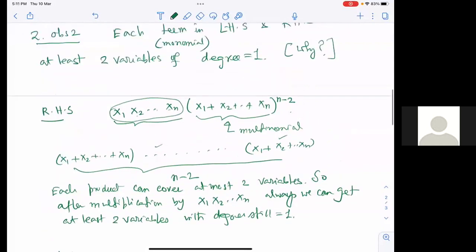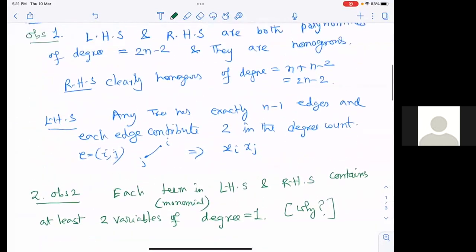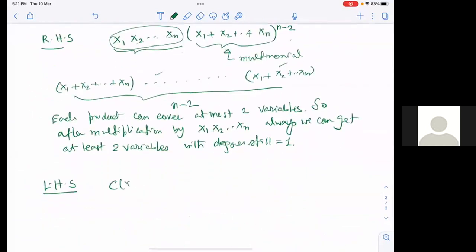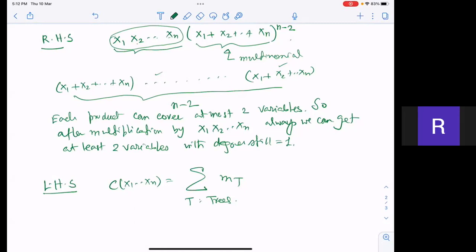Right. So why the LHS every term? What is LHS? LHS is this term, summation of M_T, where T is over all trees. Can someone say why every term in LHS will have at least two variables of degree 1? This follows from a simple property of trees that we have discussed. Every tree has at least 2 leaves.